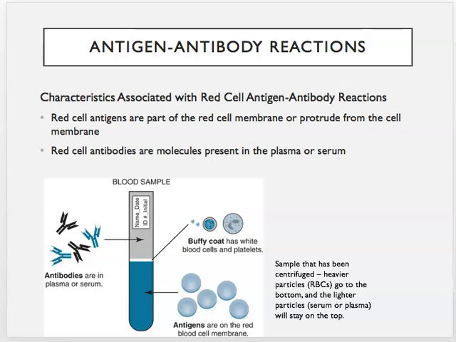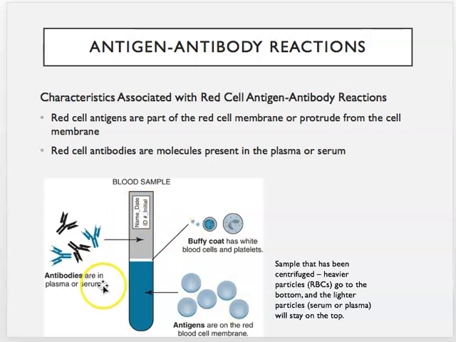Okay, some characteristics associated with red cell antigen-antibody reactions. Red cell antigens are part of the red cell membrane, or they protrude from the cell membrane. Red cell antibodies are molecules that are present in the plasma or the serum. So previously we've been talking about antigens and antibodies and how they relate to immunity. Now we're talking about how they relate to blood banking and how we're testing blood cell antigens to antibodies that are in a patient's plasma or serum.